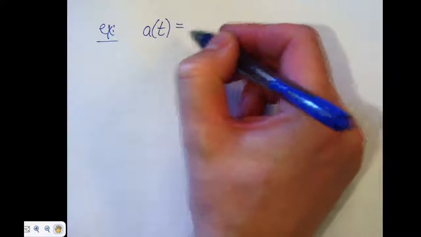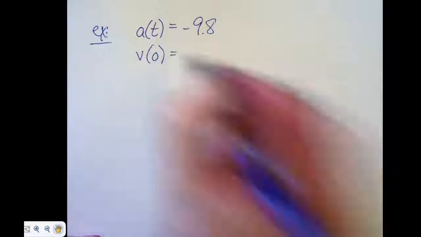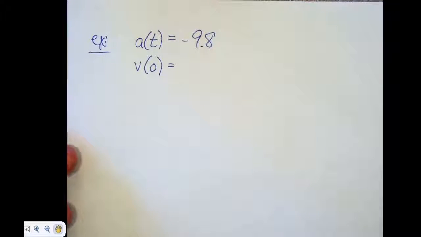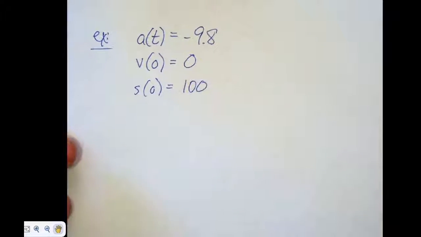Negative 9.81. Okay. Let's say the initial velocity... All right. So I'm going to drop David from a 100-meter building. If I'm dropping it, what's the initial velocity? 0. What's the initial height? 100. Find the equation that describes his place in the air at any given point.